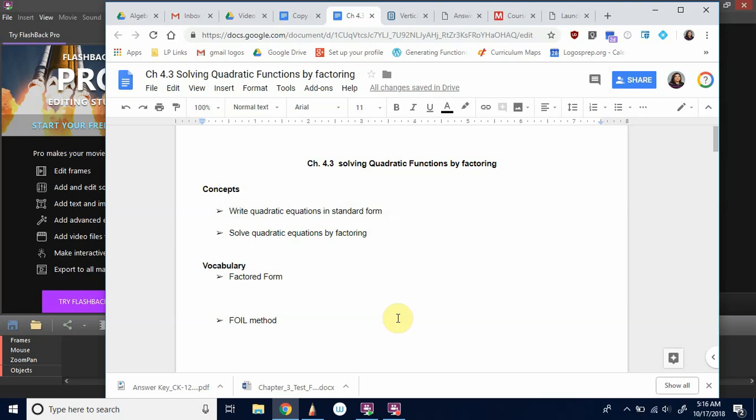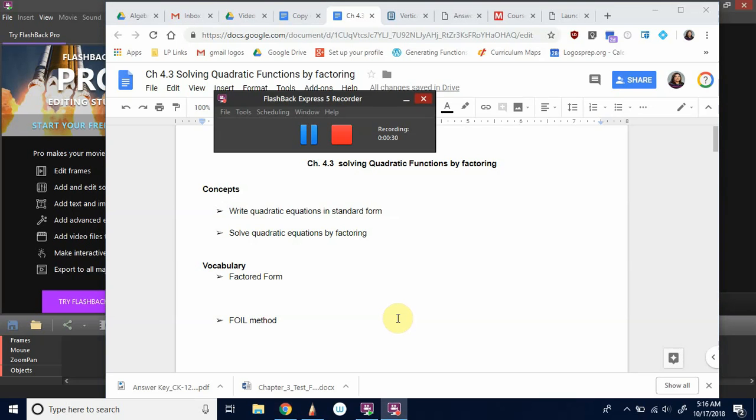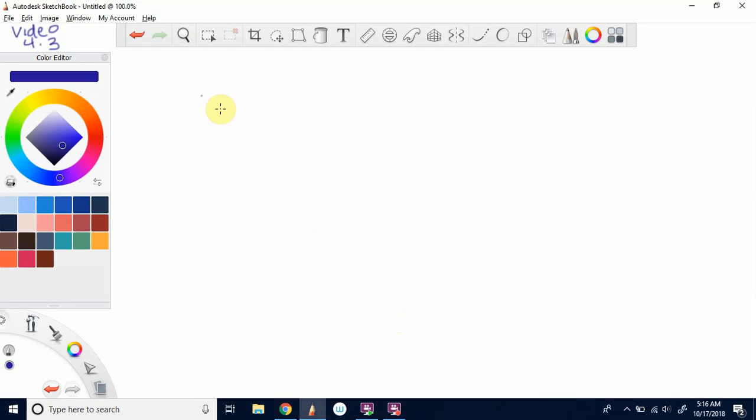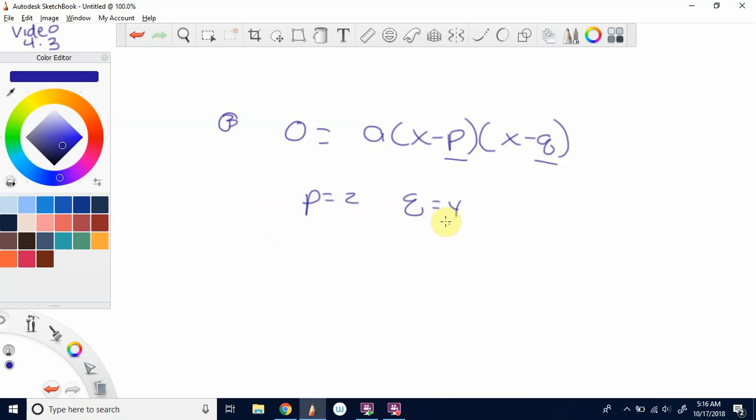So let's look at our two vocabulary words. Factored form is just 0 equals a times x minus p times x minus q, where p and q are going to be your roots, your zeros, x-intercepts, and solutions. So if we say p is 2 and q is 4, we can put them back into our equation. We're just going to ignore a for now and do x minus 2 times x minus 4.